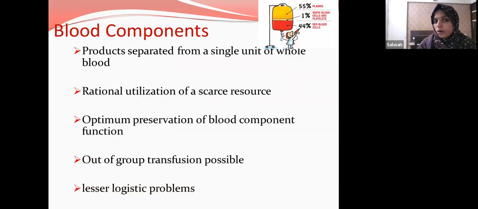Now coming to the blood components. They are products separated from a single unit of whole blood. And thus blood components are separated for the rational utilization of a scarce resource, and also for the optimum preservation of blood component function. For example, platelets. Platelet function is preserved at room temperature. Then out of group transfusion is possible in some blood components like platelets and cryoprecipitate, and they have lesser logistic problems.